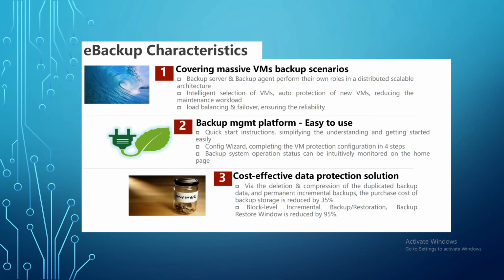And next time, when you trigger an incremental backup, eBackup is capable of doing CBT, change block tracking. So it will only copy the changed blocks. It will not copy the whole VM again. So CBT is supported in eBackup, so it can do the backup using CBT as well. So no need to take a full backup of the VM every time. CBT is supported.